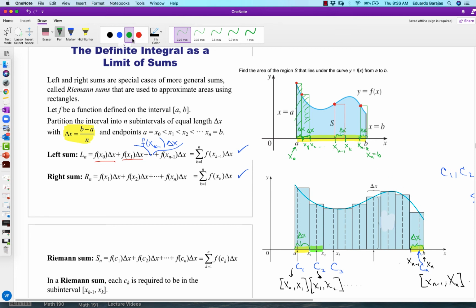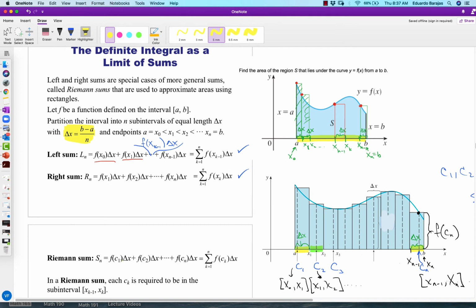So this is saying that the height of this rectangle is established by that point, which is determined by evaluating our function at the point C sub n. So the height of this rectangle would be f of C sub n. Okay, so instead of using the left rule or the right rule, we're going to use these C values, which are called sample points.